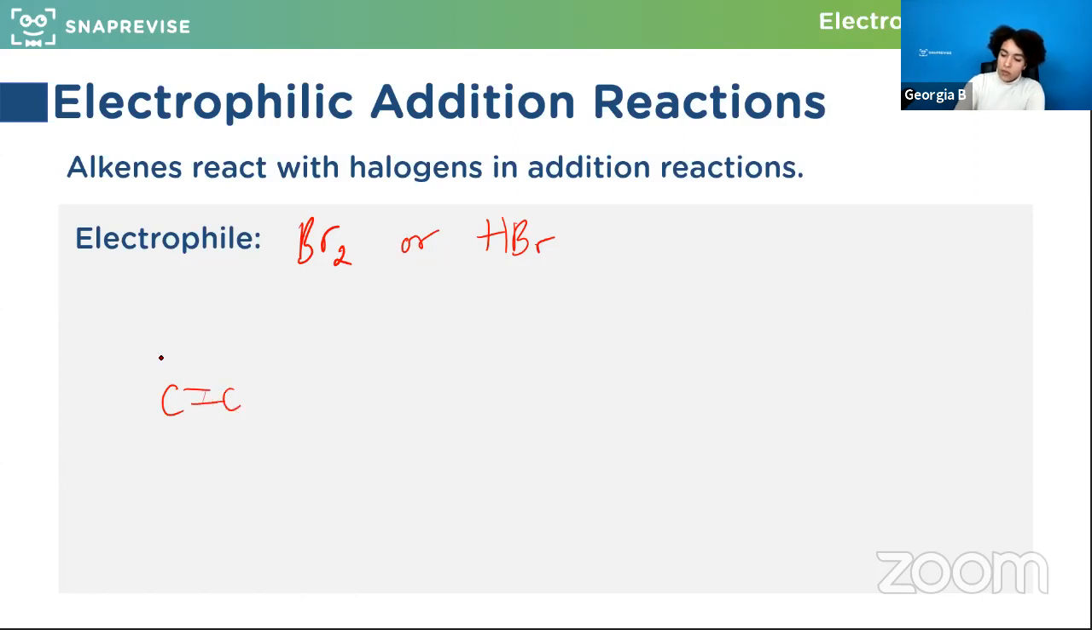Okay, so what I'm going to do is we're going to have a symmetrical alkene just to keep things simple for this first mechanism. So if I start with my diatomic bromine, if I start with BrBr, what do I need to make sure I draw on my bromine? What's the first thing that happens?